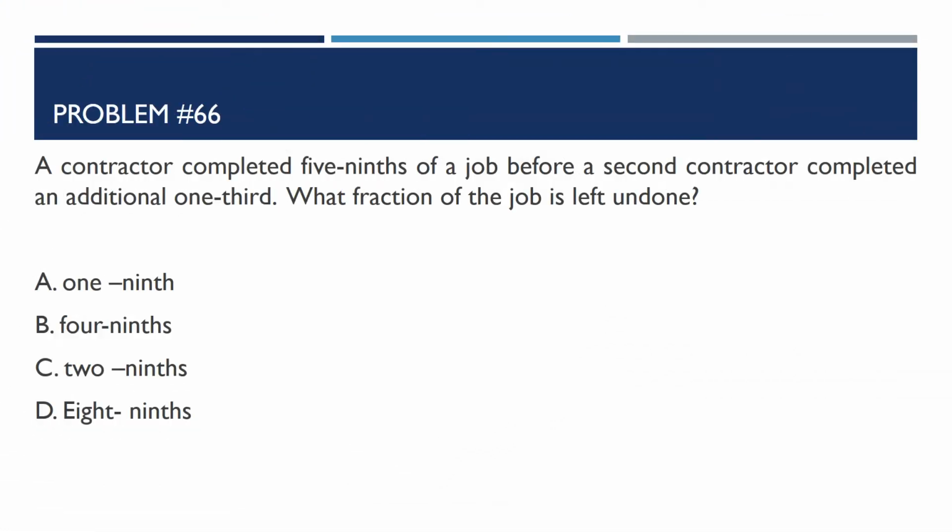Number 66. A contractor completed 5/9 of a job before a second contractor completed an additional 1/3. What fraction of the job is left undone? So let's find out the answer. The answer is 1/9. Let me show you how to do it. It's given that 5/9 was completed at first, and then another fraction, which is 1/3, was completed. So how much is left undone?